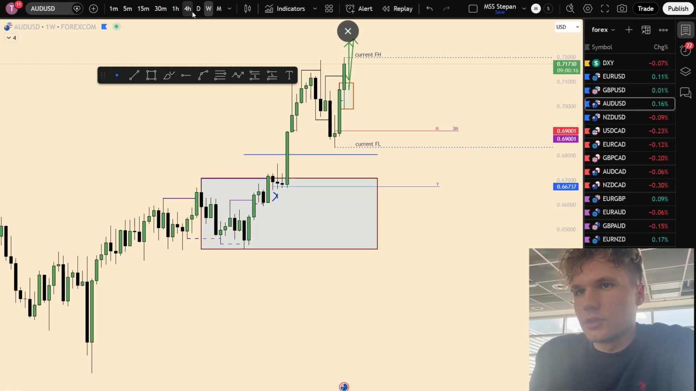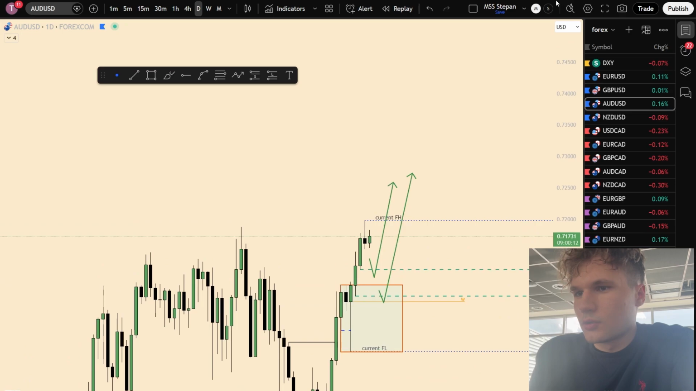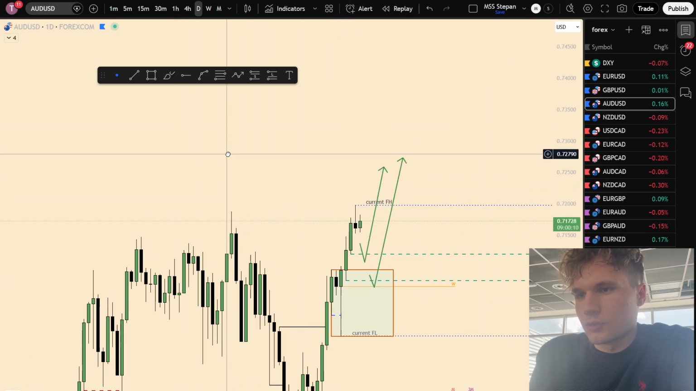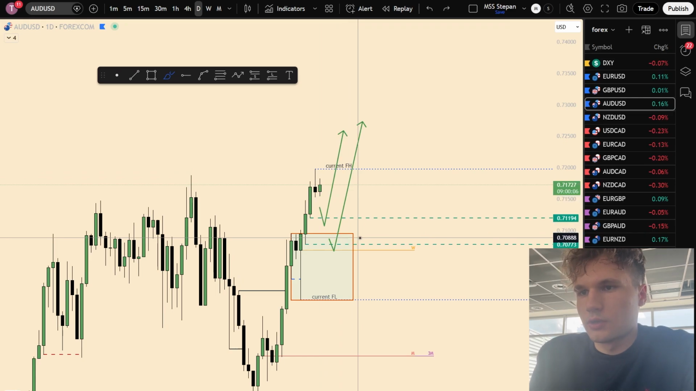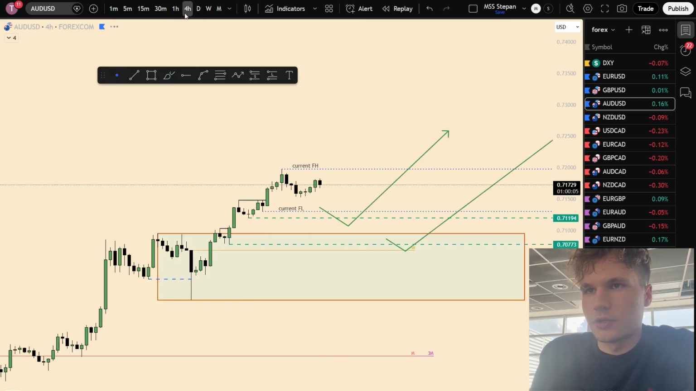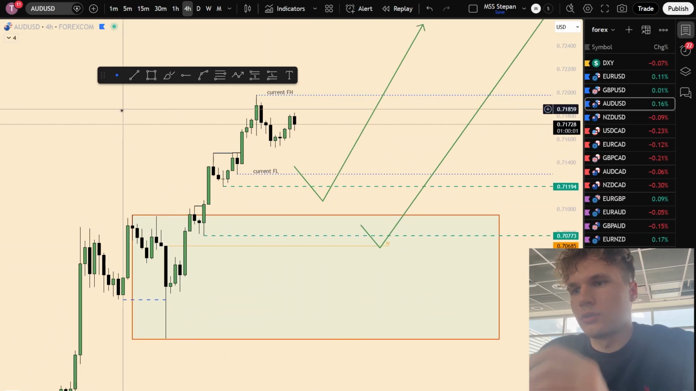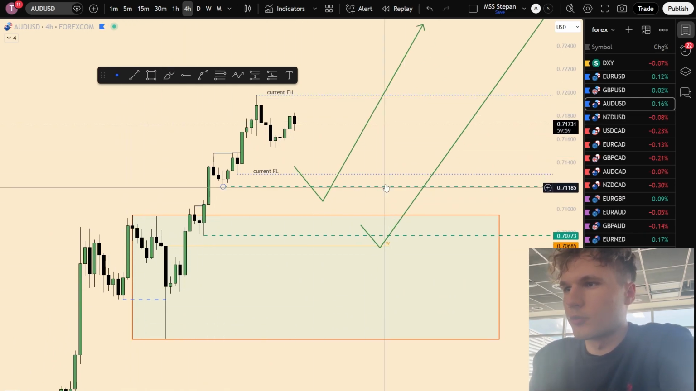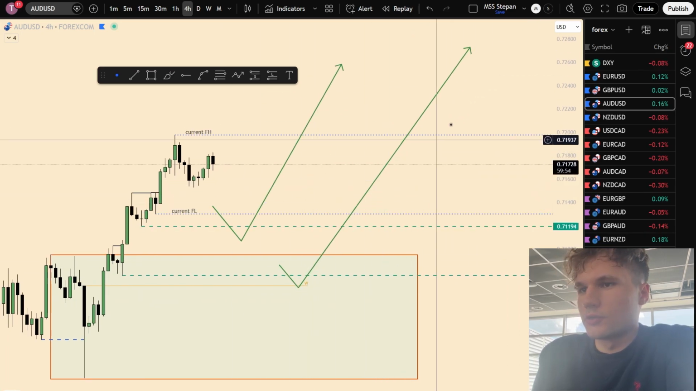Then AUDUSD, we just made a break of structure, so I would wait for the retracement and then you can just basically trade it up higher from those liquidity points and reach the demand zone, preferably if it's not too bullish, and just wait for the change of character, similar to EU and GU also.